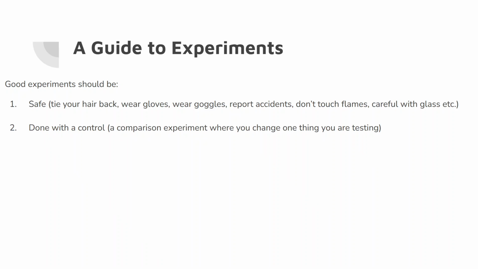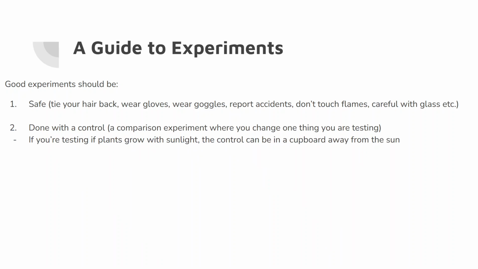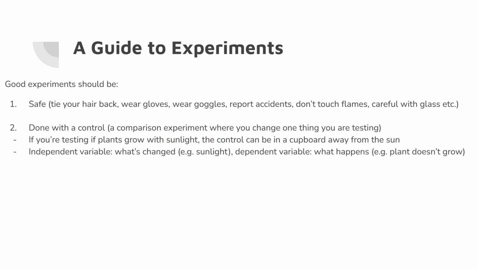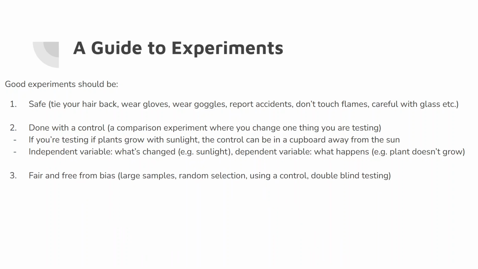It has to be done with a control experiment, which is basically a second experiment that you do to compare whatever you're changing. So, for example, if you're testing how well plants grow with sunlight, your control can be you put it in the cupboard away from the sun. Your independent variable is what you're changing in your experiment. So, for example, the sun, and then your dependent variable is what happens because of that. So, for example, the plant might grow worse.